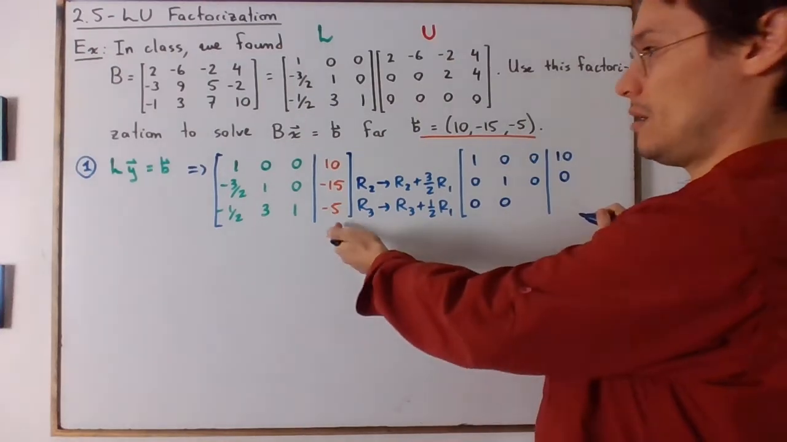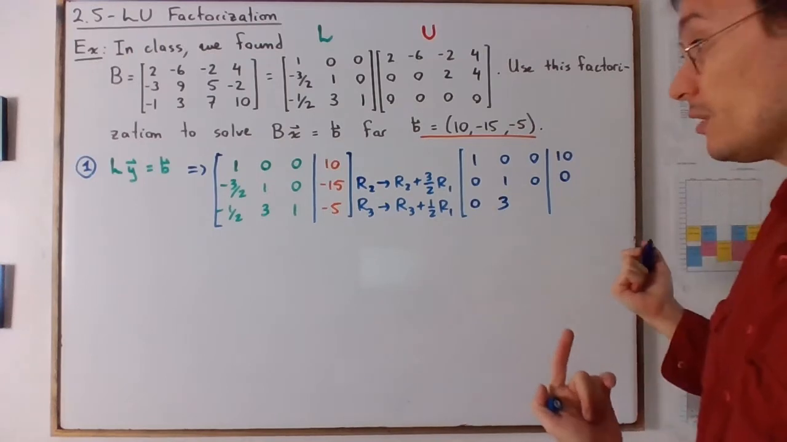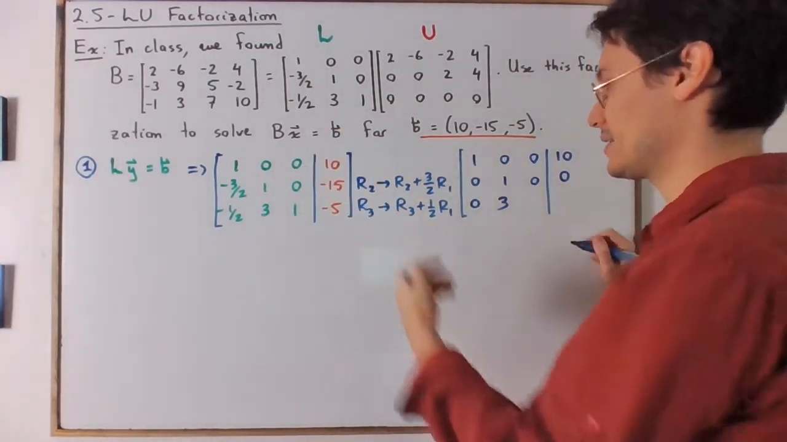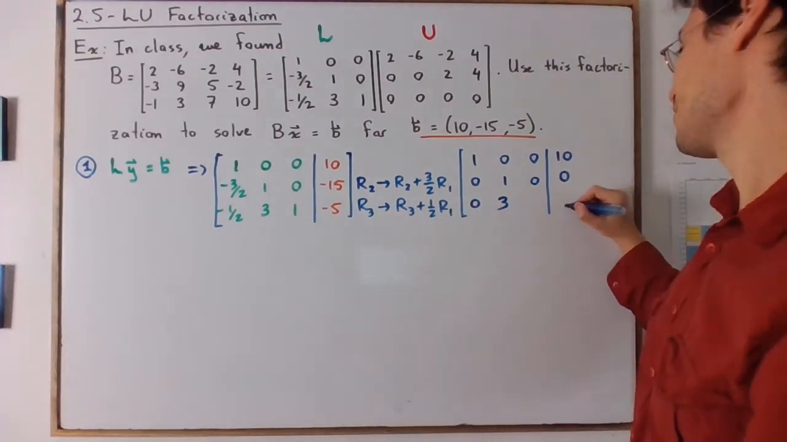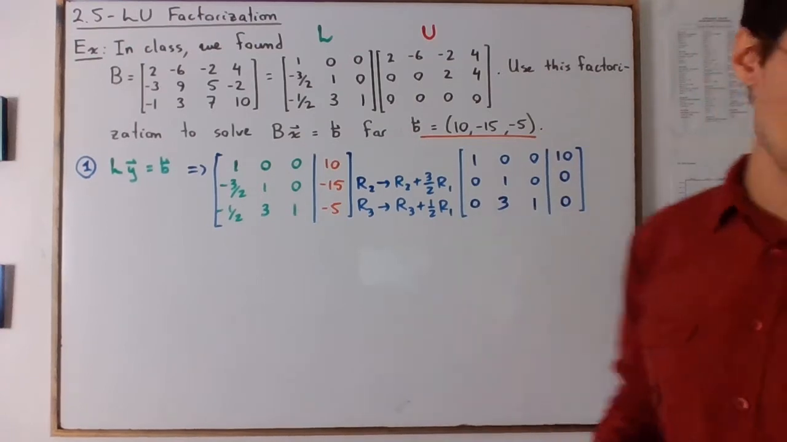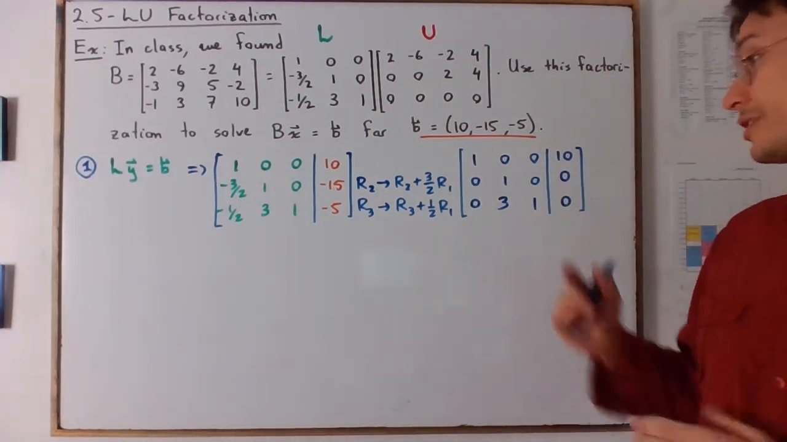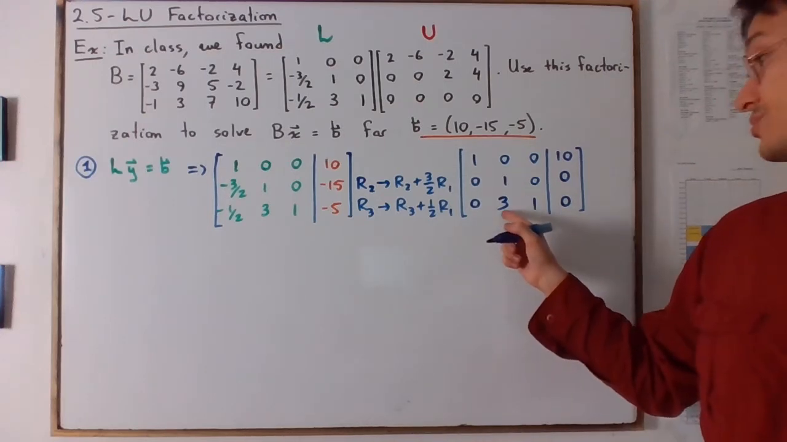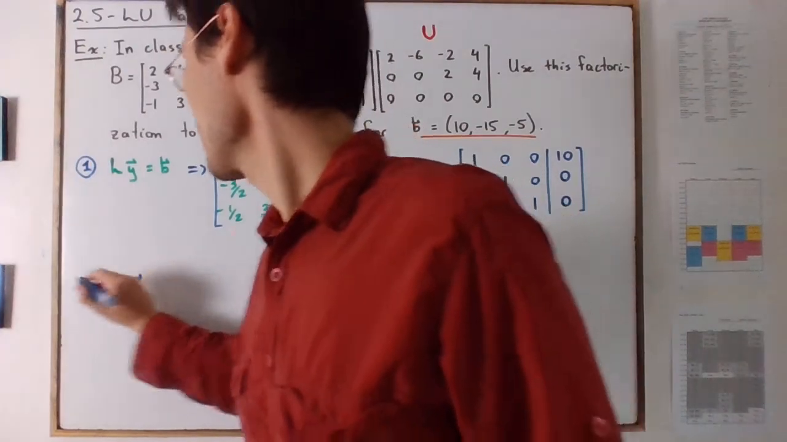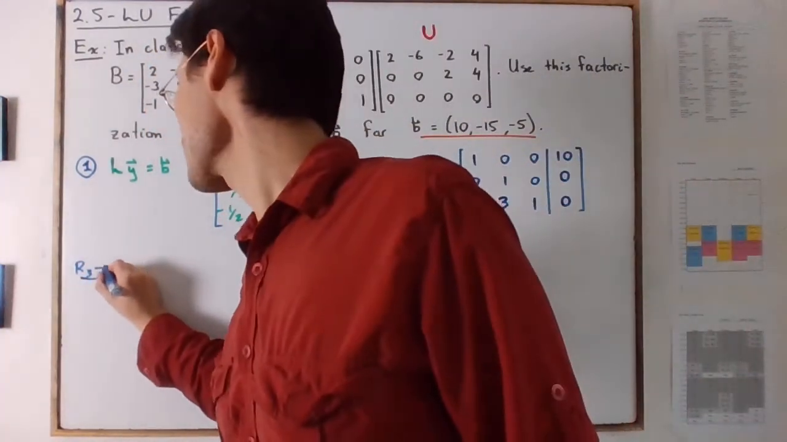Oh, this is a 3. I have to be careful. So again, here we end up quite lucky. 1 half of 10 is 5. So 5 plus 5, 0. Okay, so we end up with that. Then afterwards, we need to do this row operation: row 3 becomes row 3 minus 3 row 2.